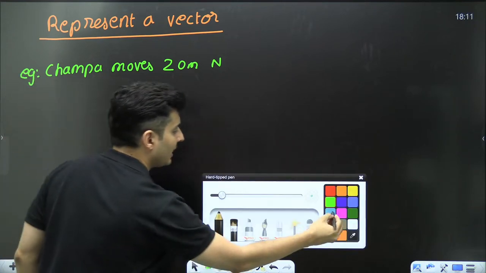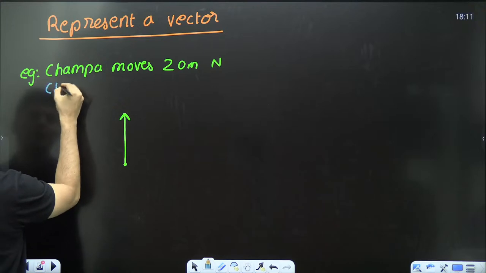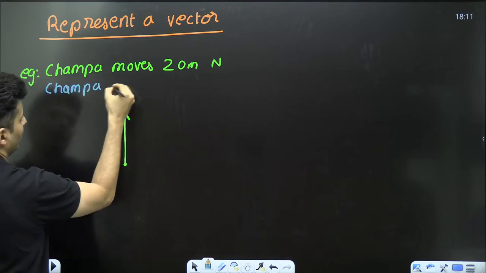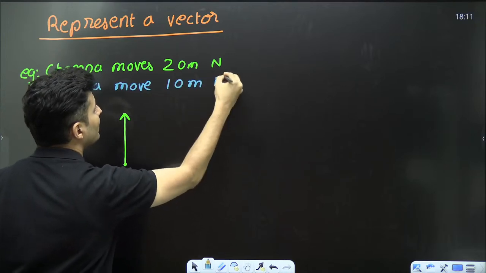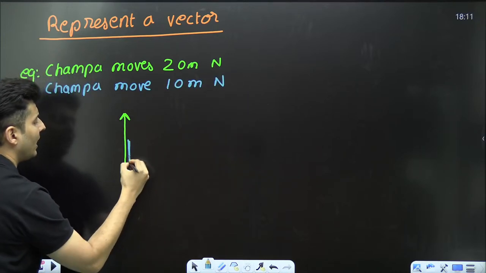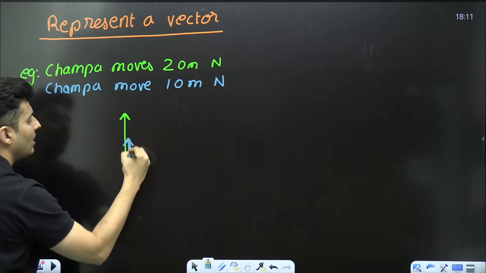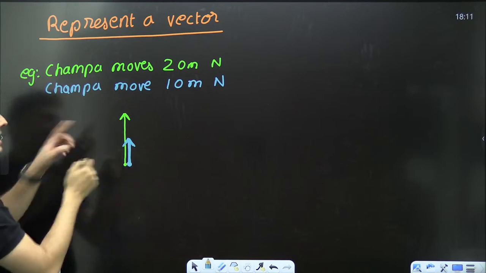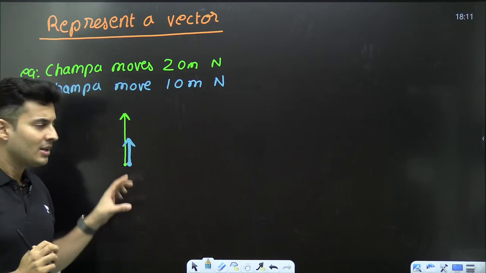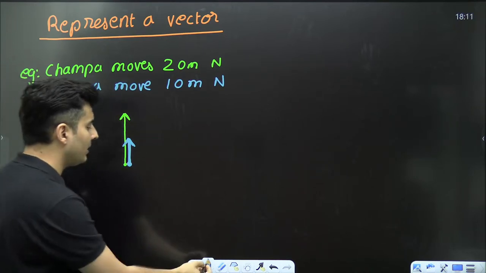If tomorrow Champa decides to move only 10 meters towards the north, then I will just show it exactly half the length. I will show it starting from here till here with an arrow mark with exactly half the length. Do you guys agree? This blue one will be half the green's length.